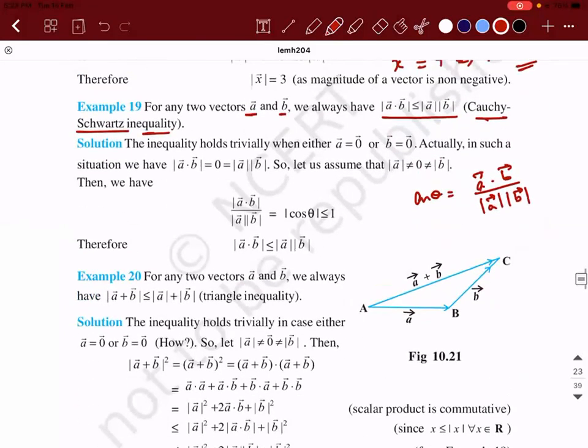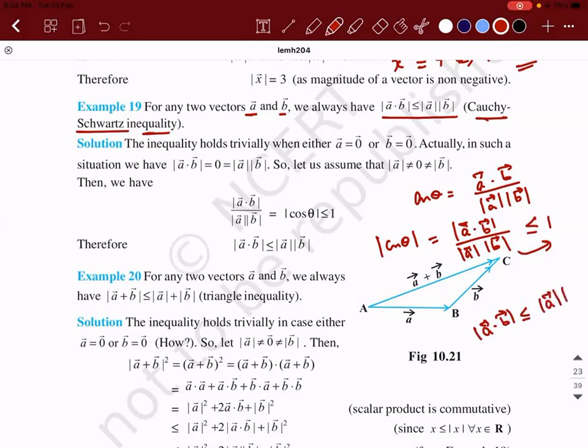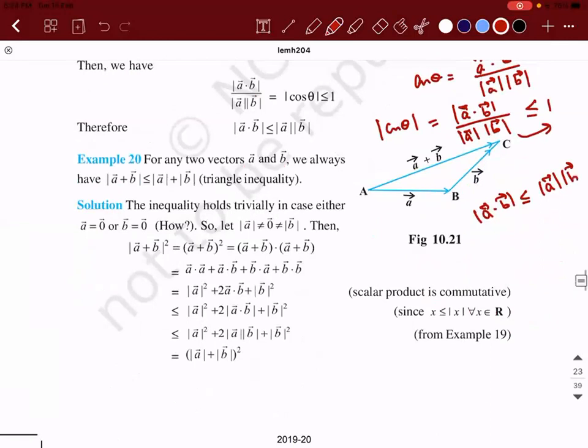If I take modulus of cos theta, then what will I get? Magnitude of A vector dot B vector by magnitude of A into magnitude of B. And we know that modulus of cos theta is always less than or equal to 1. When that is the case, this will go to the other side. So magnitude of A vector dot B vector is less than or equal to magnitude of A vector into magnitude of B vector.